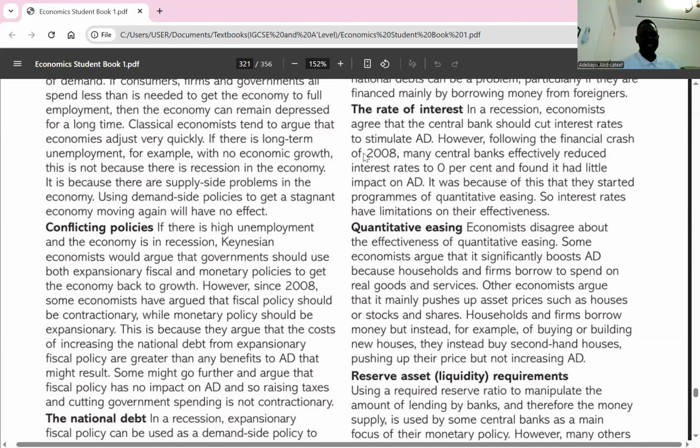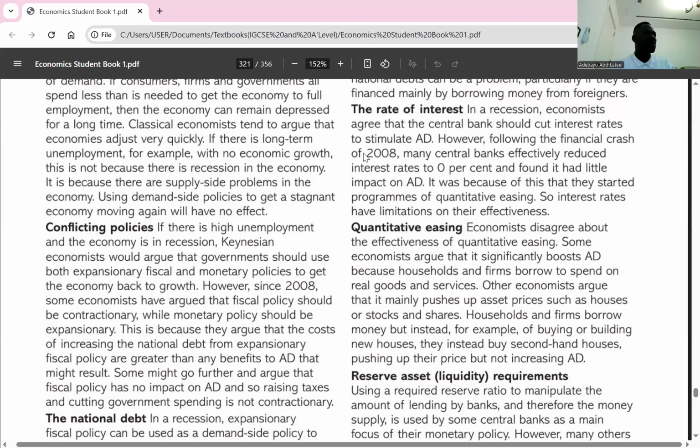For the interest rate, yes, both Keynesian and classical, they believe using interest rate to stimulate aggregate demand is ideal. But most of the time, a lower interest rate might not increase aggregate demand. So if it does not increase aggregate demand, then the central bank will start thinking about quantitative easing, which simply means that interest rate also has its own limitation. Without any limitation of interest rate, we won't be talking about quantitative easing.